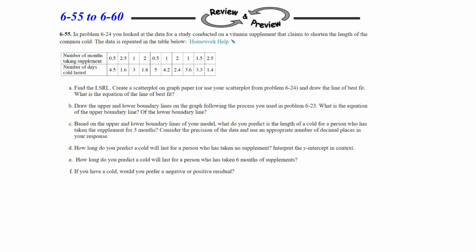The first one, find the LSRL, create a scatter plot on graph paper, or use your scatter plot from problem 6-24 and draw the line of best fit. What is the equation of the line of best fit? So I'm going to use this graph to do my scatter plot and then use the calculator to find the LSRL and graph it as well.